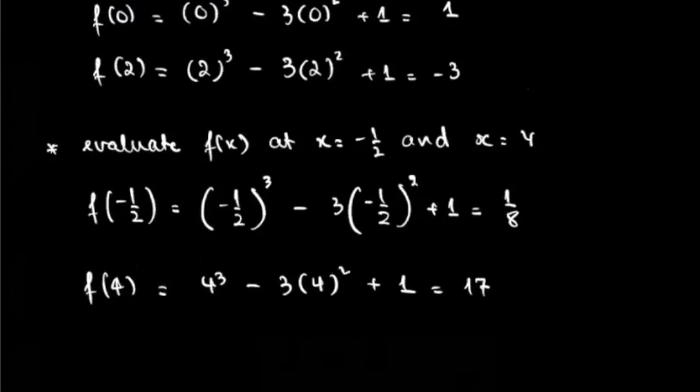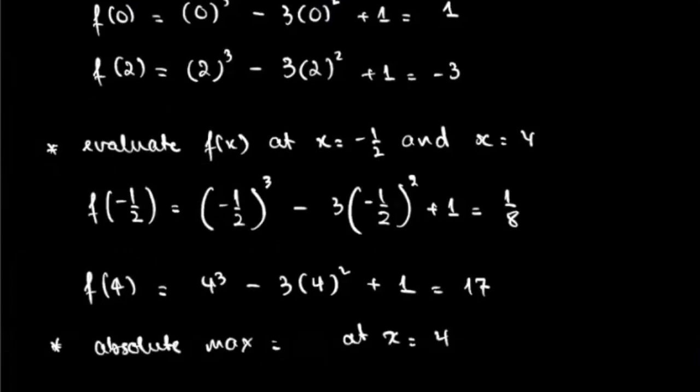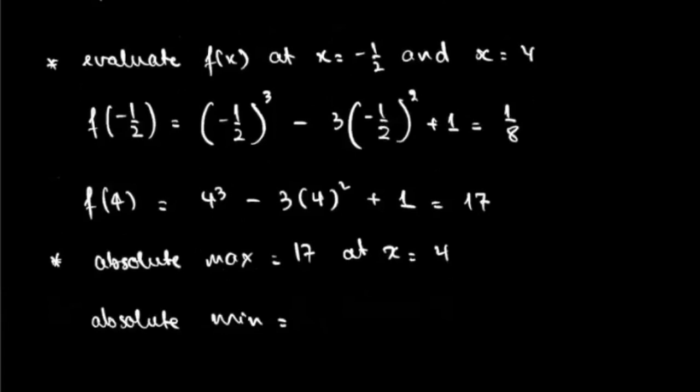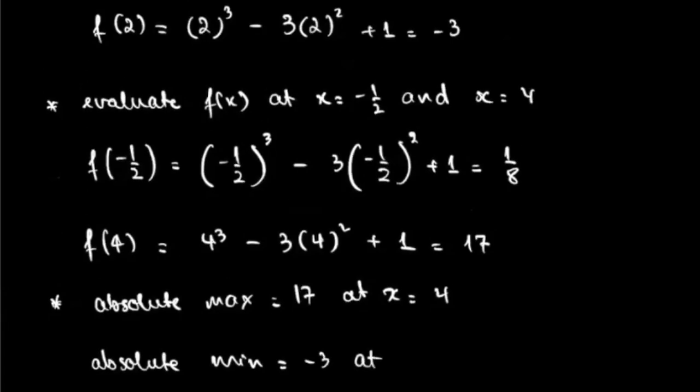Right, so you make comparisons between these output values, and you conclude that the absolute max is equal to 17 at x equal to 4. Once again, when you talk about the maximum or the minimum value, you talk about the height. So that should be the output. So absolute max equal to 17 at x equal to 4. And absolute minimum is equal to -3 at x equal to 2.